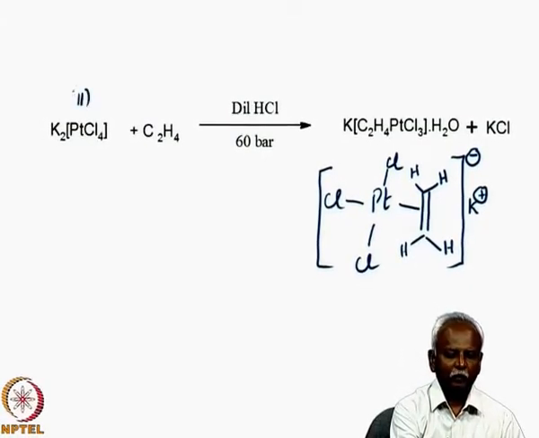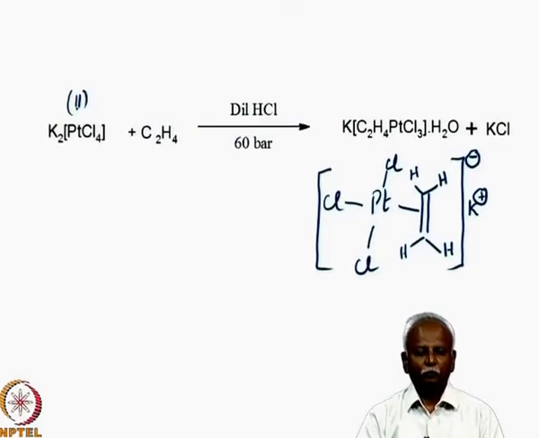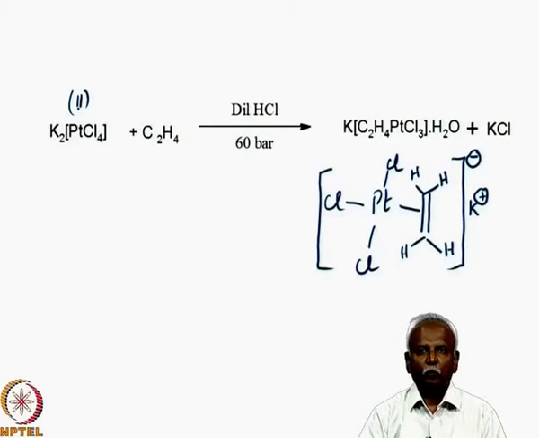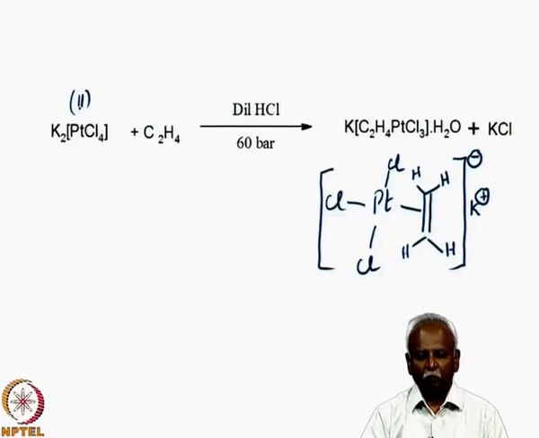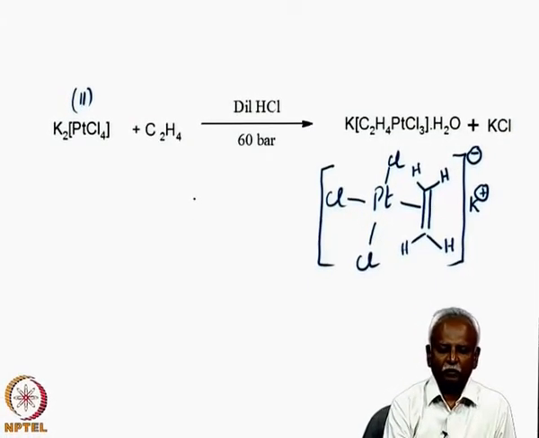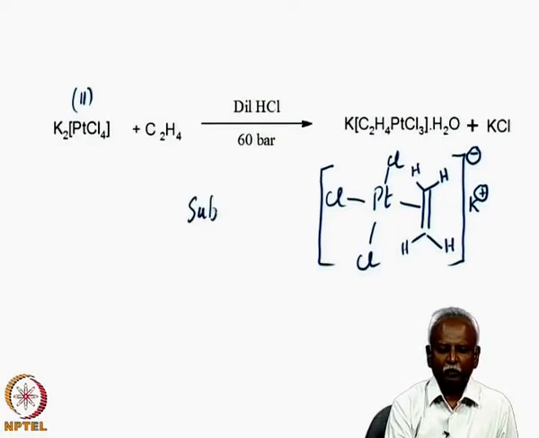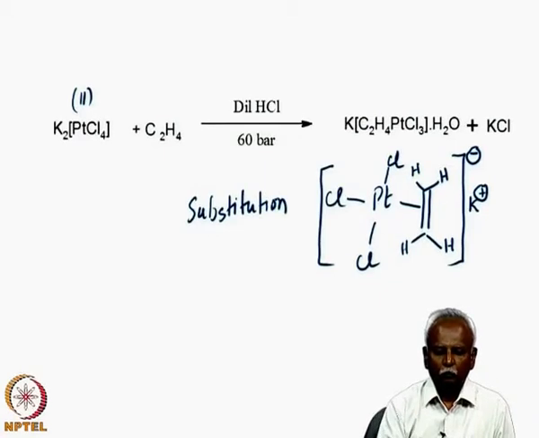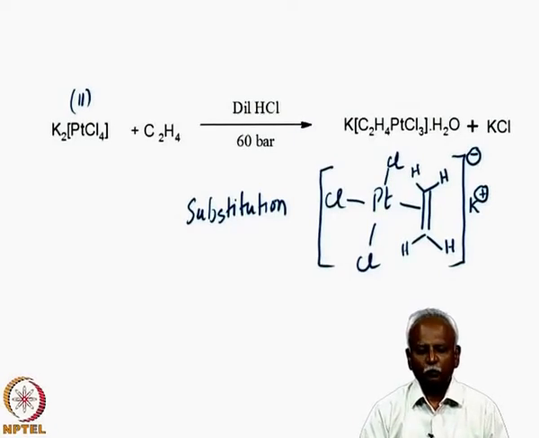We have not carried out a reduction here, but what we have done is we have generated ethylene, and we have used ethylene in the reaction medium and coordinated the ethylene to the platinum, which kicks out one chloride ion and forms an ethylene complex. So, this is an example of a simple substitution. There is no reduction involved. So, this is an example of a simple substitution reaction.